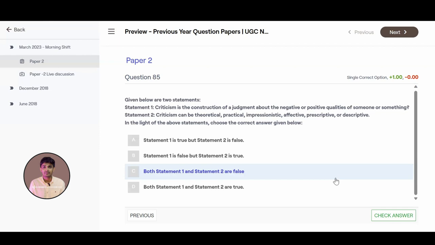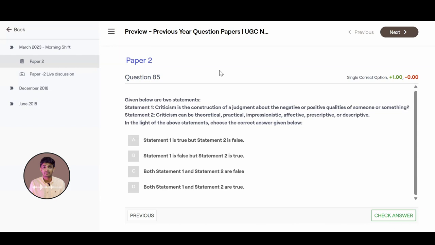Let's say you take the movie Oppenheimer, for example. Oppenheimer is a movie. Now, I like this movie or I don't like this movie. Whether I like it or not, I have an opinion. I have a judgment, an opinion and judgment on something.